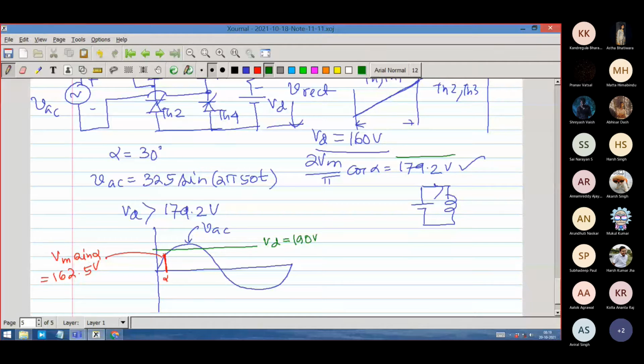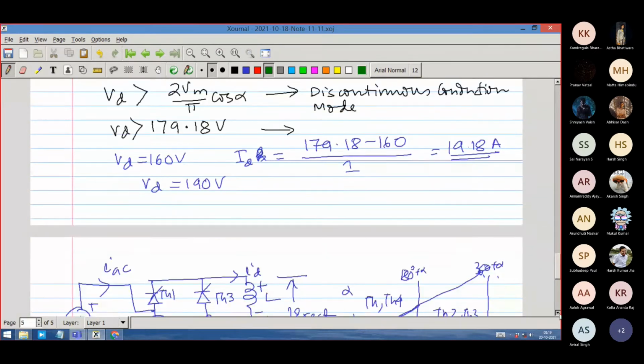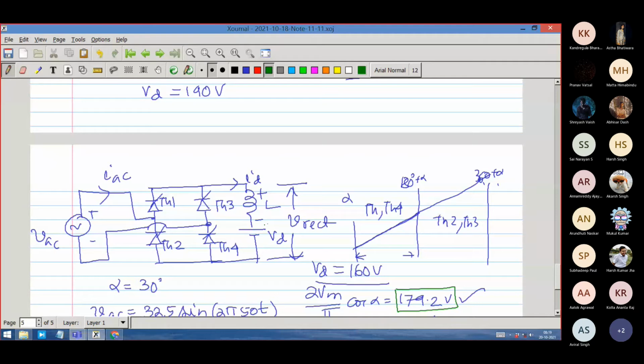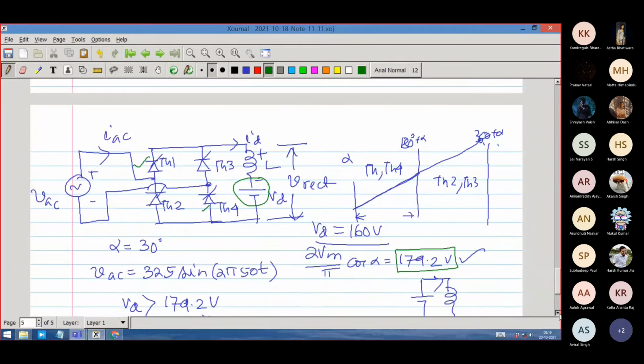But here also you have to be careful in looking at when it will start conducting. It will not start immediately conducting here, because the Vd voltage on this side is greater than the voltage that is possible to get by firing TH1 and TH4 at alpha equal to 30 degree. So it will not start to conduct, because the thyristor is still reverse biased, even if you have fired it.